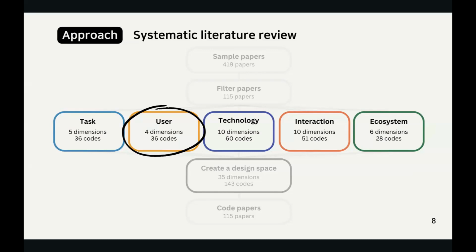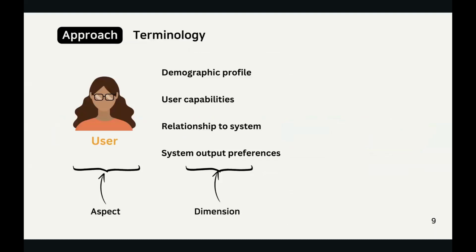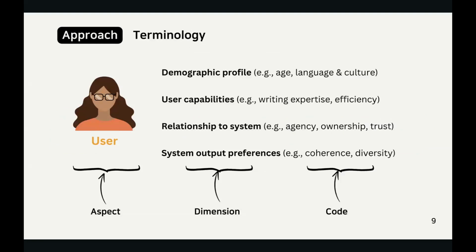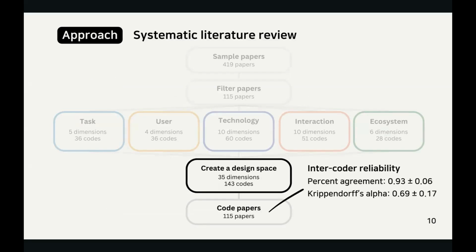What do the codes look like? Here is an example for the user aspect. For each aspect, we define dimensions as fundamental components of the aspect and codes as possible options for each dimension. In the final stage, all teams gathered to create the design space by combining all dimensions and codes and annotated the papers. This process resulted in a reasonable intercoder reliability for the annotated papers.